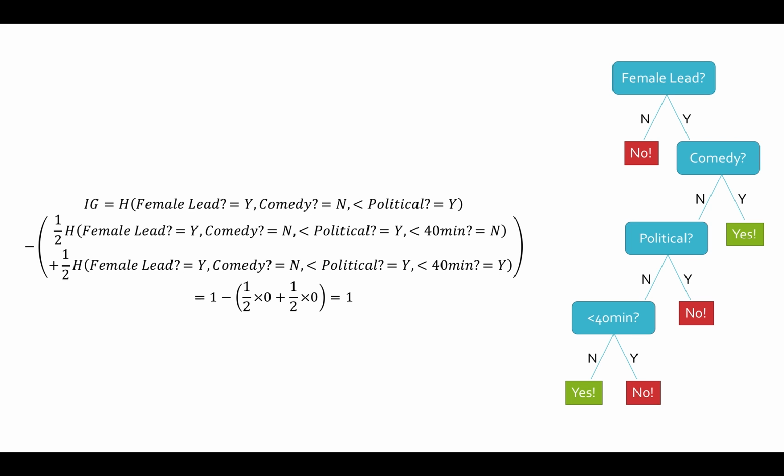We started with an entropy value of 1 because we had 2 samples, one with a like value of yes, one with a like value of no, completely random. And so that's an entropy of 1. And then we subtract 1/2 times an entropy of 0 and 1/2 times an entropy of 0, and we get an information gain of 1. So now that our information gain has been maximized, we're done. There's also nothing left to split on.